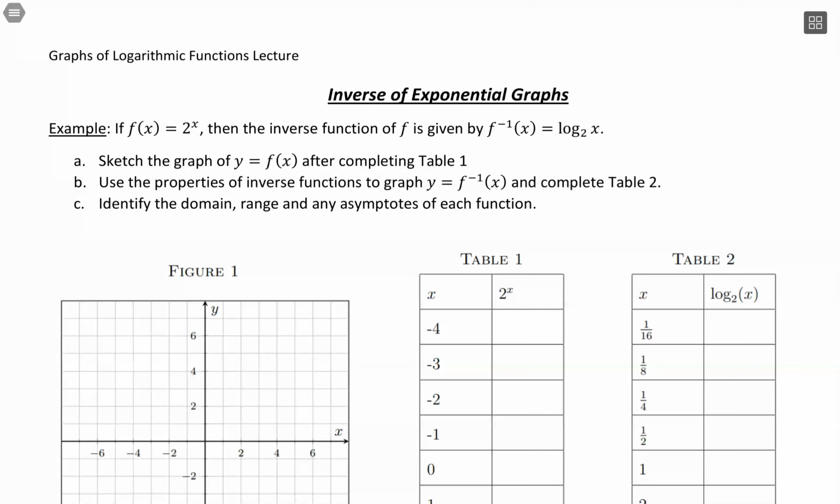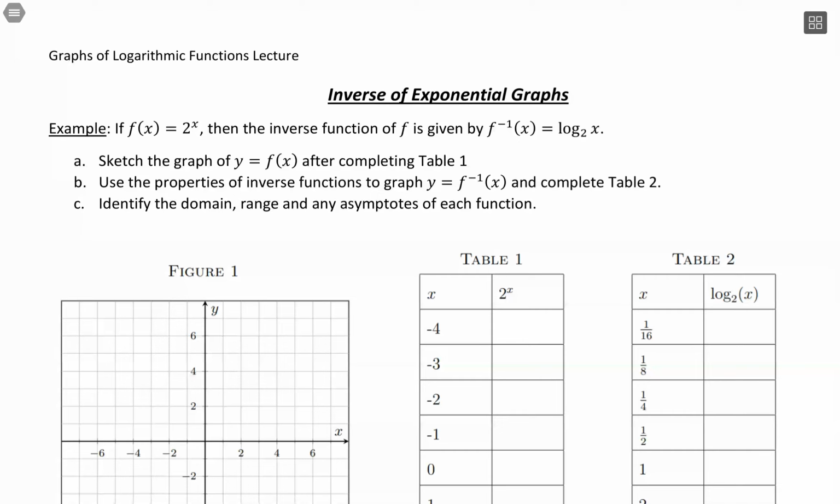So as we start graphing logarithms, we just want to keep in mind that this is the inverse of exponential graphs. So with everything we learned about graphing exponential functions, we're just thinking about the inverse. So let's see how this works.